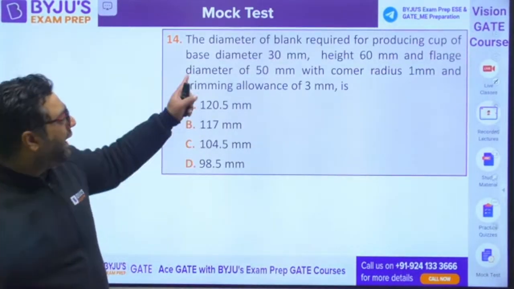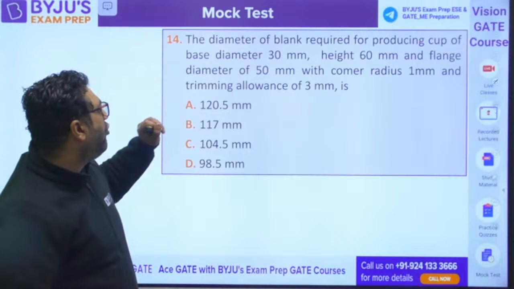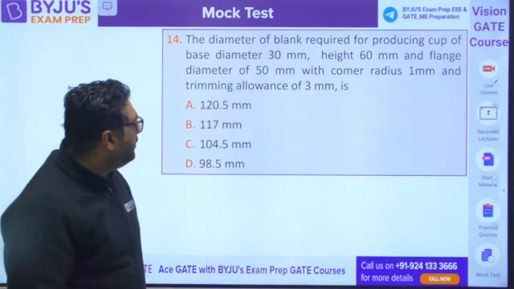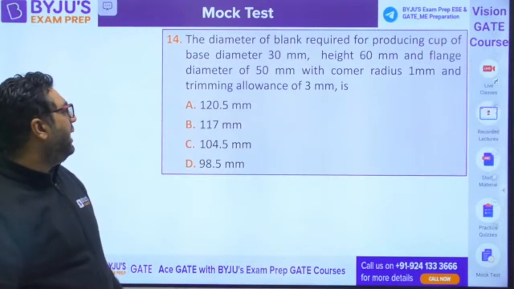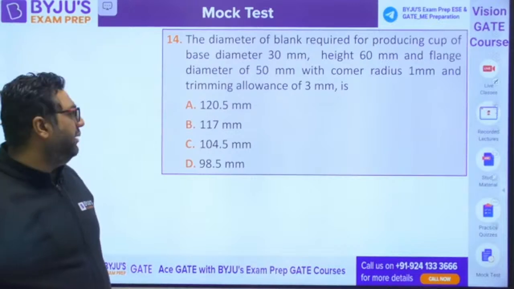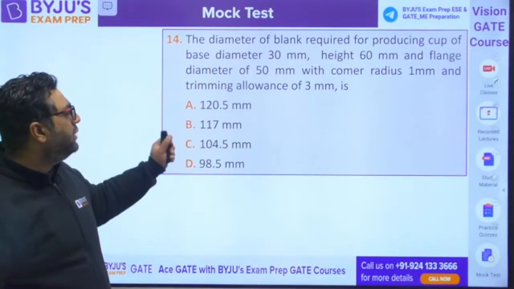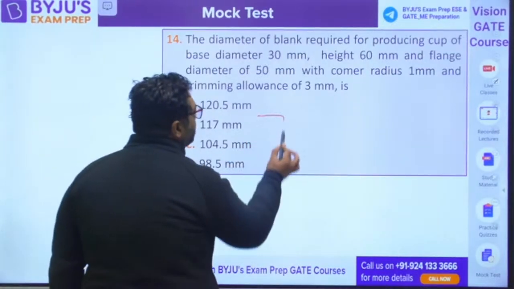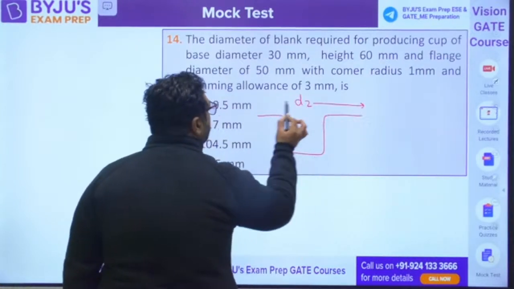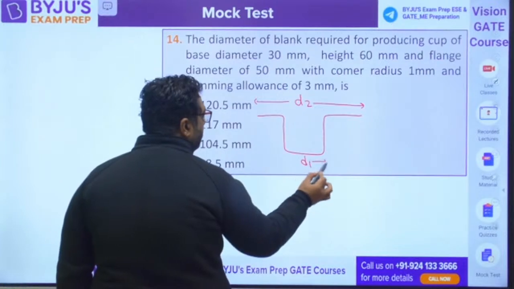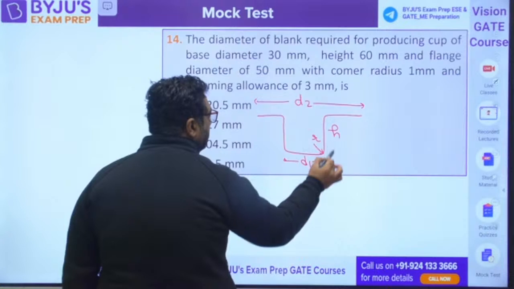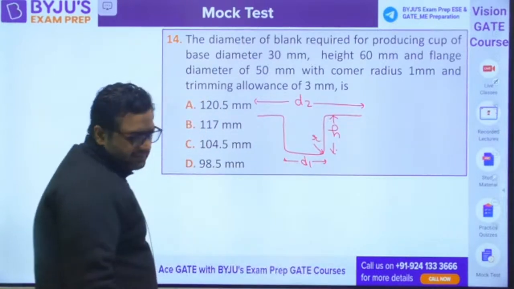Question number 14. The diameter of blank required for producing a cup of base diameter 30 mm, height 60 mm and flange diameter 50 mm with corner radius of 1 mm and trimming allowance of 3 mm. So guys, they have given corner radius of 1 mm and trimming allowance of 3 mm. Just try to do that. You know, they are going to make this. This is the flange. This is the internal dia. Corner radius and height. This is a very simple question.